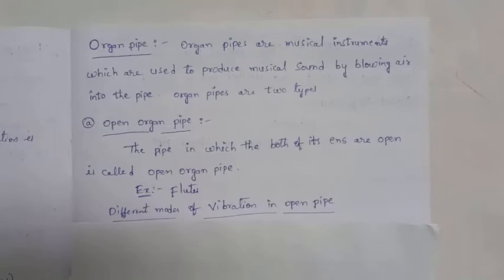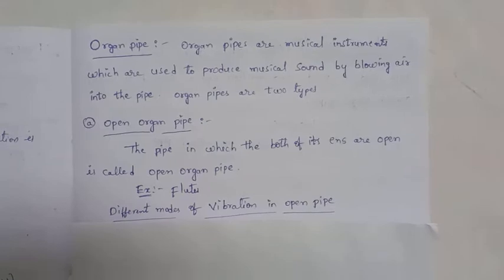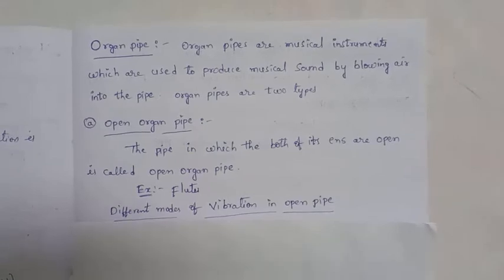What is an organ pipe? Organ pipes are musical instruments which are used to produce musical sound by blowing air into the pipe. So, organ pipes. In that we are having two types of organ pipes.